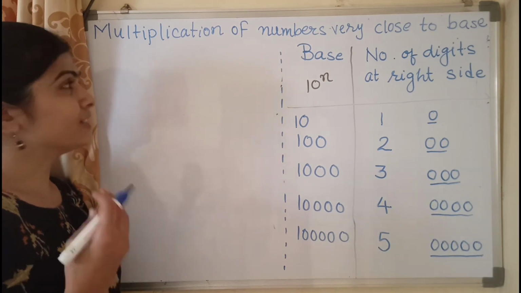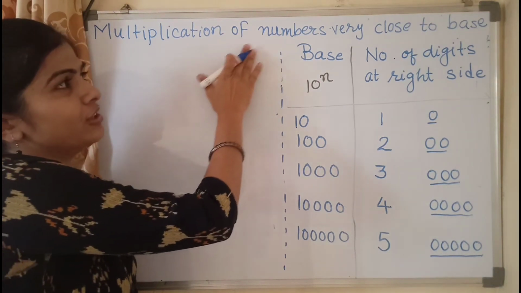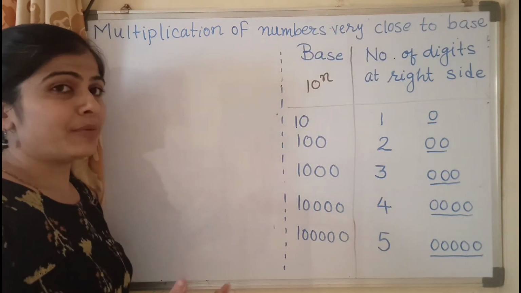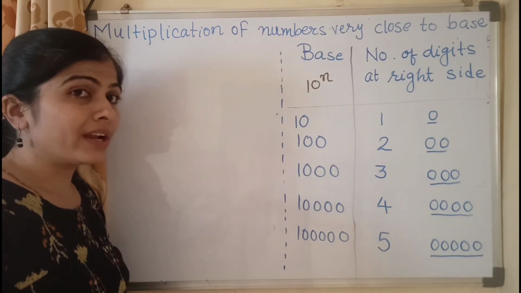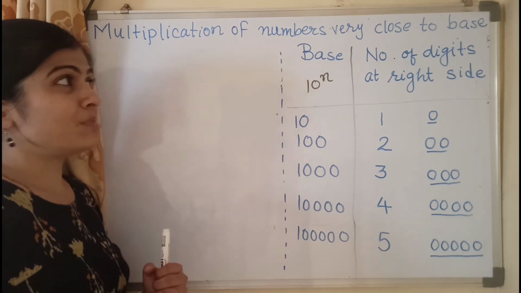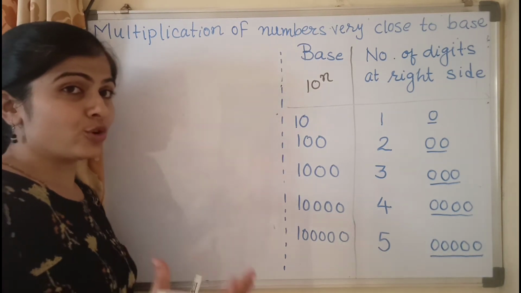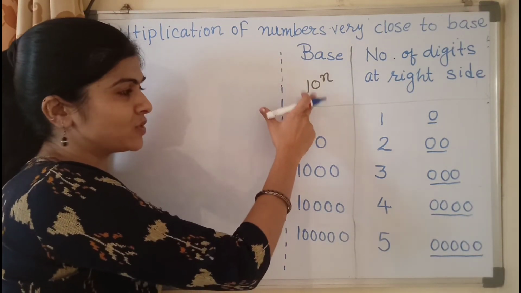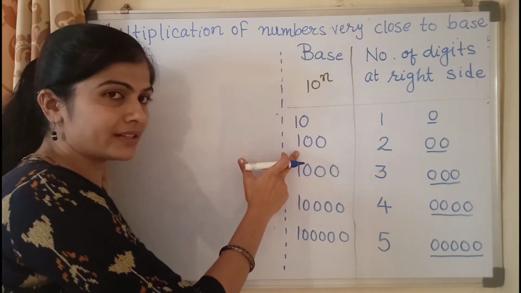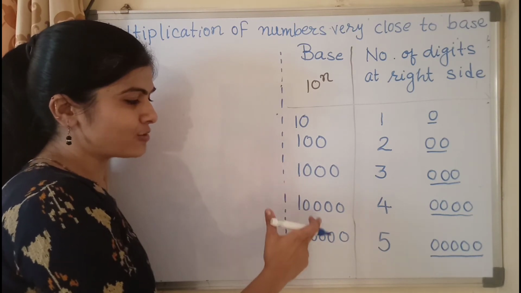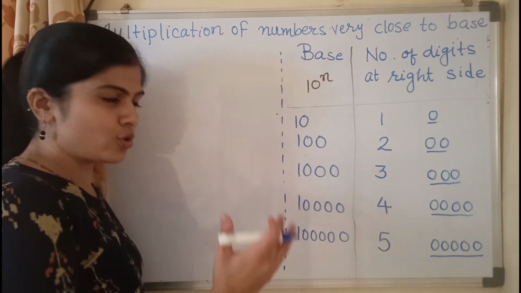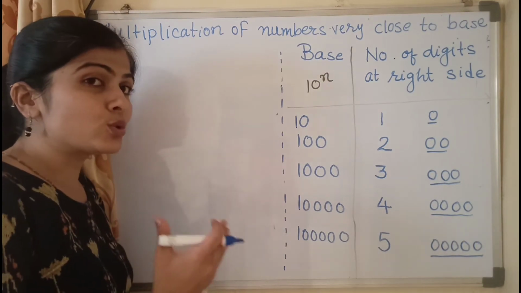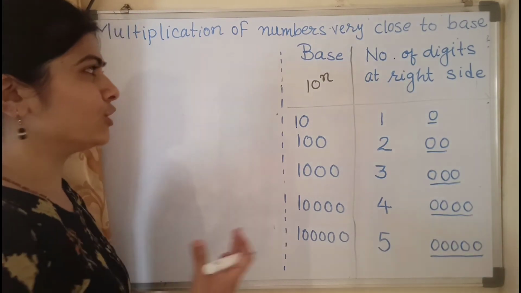In today's session, the topic is multiplication of numbers very close to base in Vedic Maths. So the first question that may arise in your mind is, what is the meaning of very close to base? Here we can choose the base as a power of 10. So the base can be 10, 100, 1000, 10,000, lakhs and so on. Okay, so what is base? That is clear. Now, very close to the base means what? That we are going to discuss.